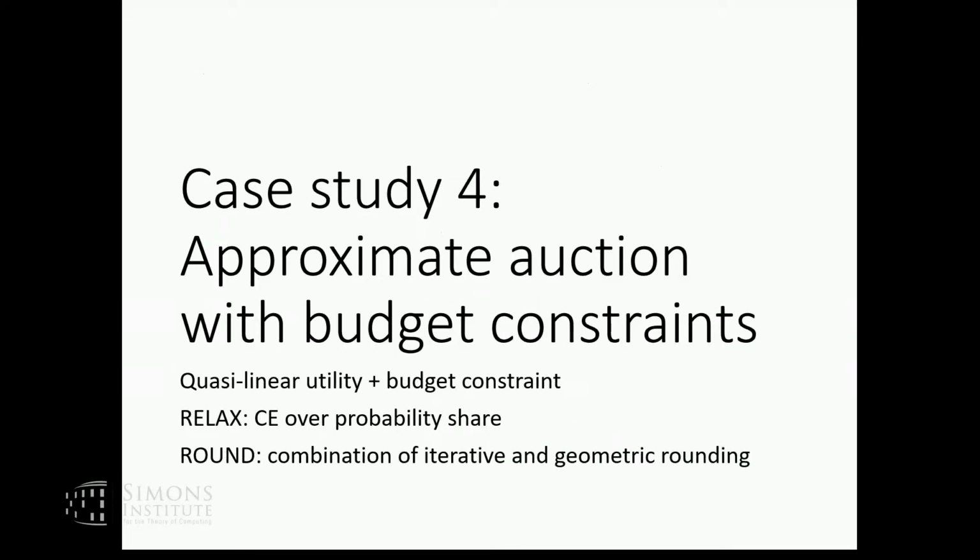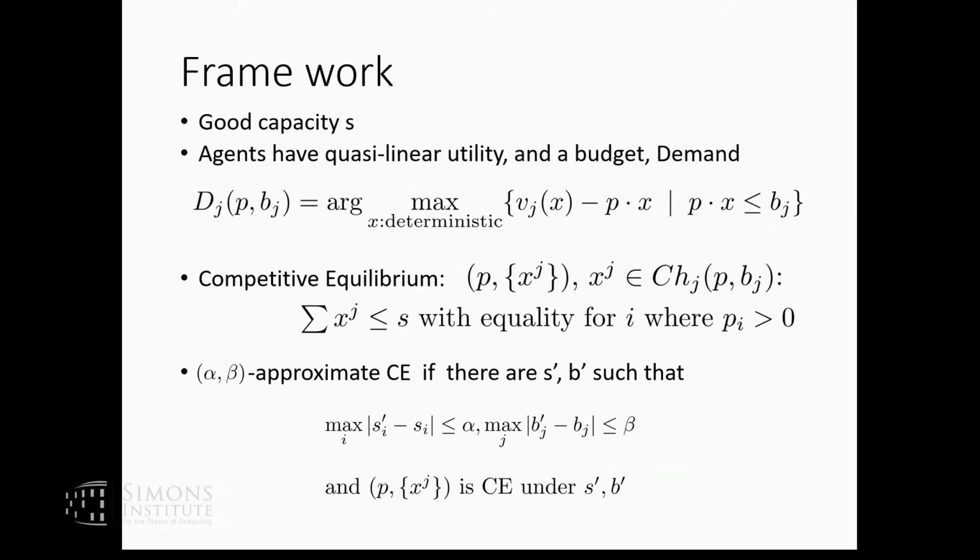Case number 4, approximate auction with budget constraints. In this model, I have a utility which is quasi-linear, and on top of that, I have a budget constraint, and I'm consuming a deterministic bundle. Without this budget constraint, it's easy, right? We know that this is just quasi-linear. If V is substitute, then we have a competitive equilibrium. Now we put in a budget constraint, and everything is gone. We don't have a competitive equilibrium anymore.